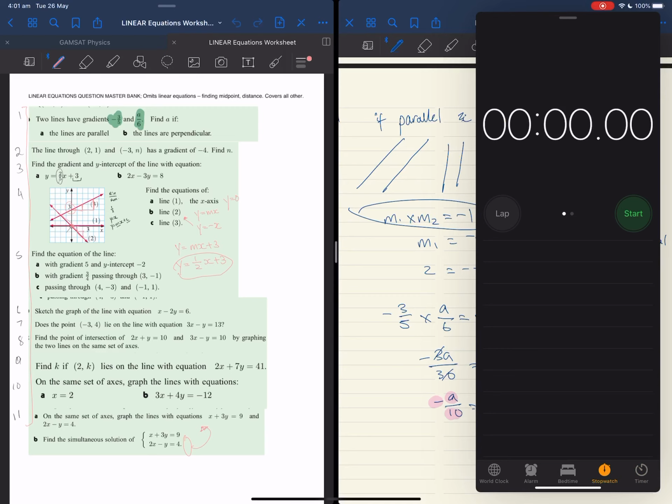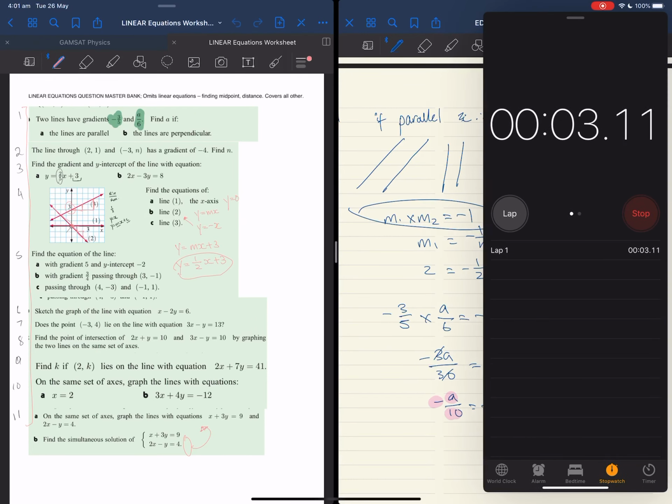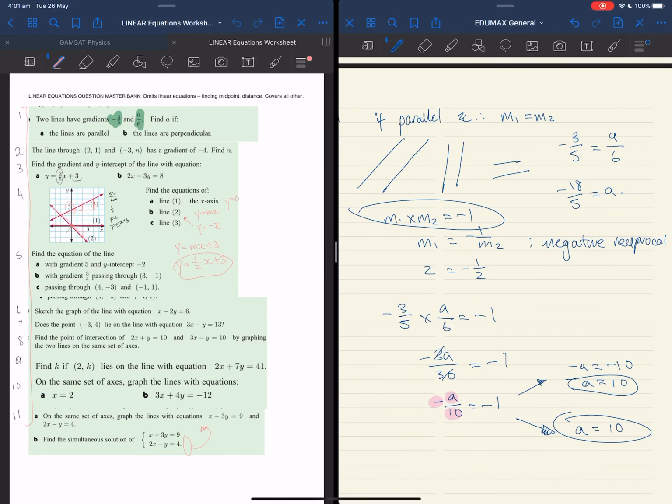Okay guys, hello, and I'm gonna quickly cover the linear equations master bank that I made for you guys. It's without the midpoint and distance formulas, so we should be able to solve it. I'd rank it around year 8 to year 9 level mathematics. I want to take around 10 minutes for this.